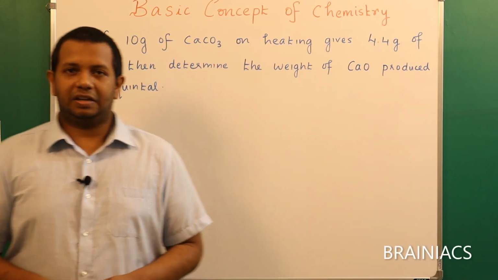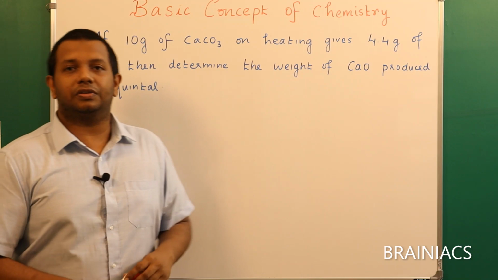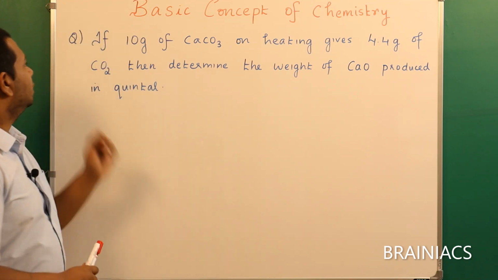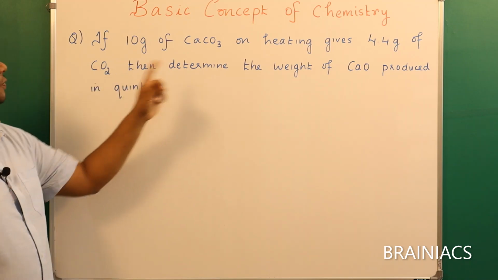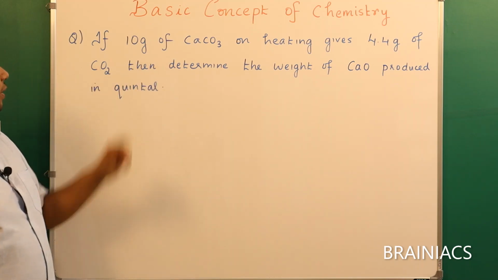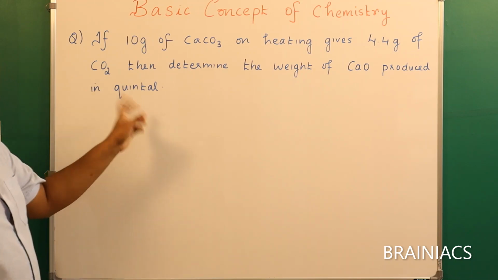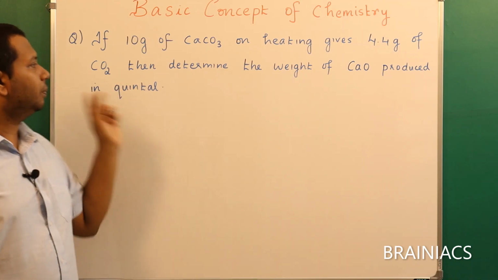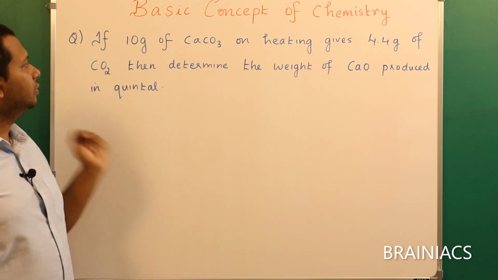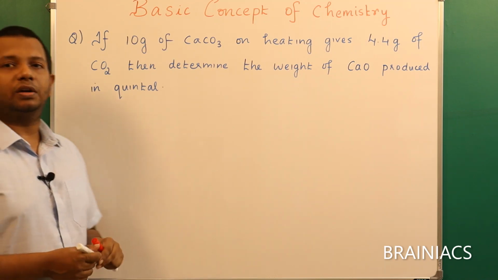Okay students, next we will discuss a question based on the law of conservation of mass. So please read the question. You could see, if 10 gram of calcium carbonate on heating gives 4.4 gram of carbon dioxide, then determine the weight of calcium oxide produced in quintal. Okay, so this is the question given. So how we can do this question?